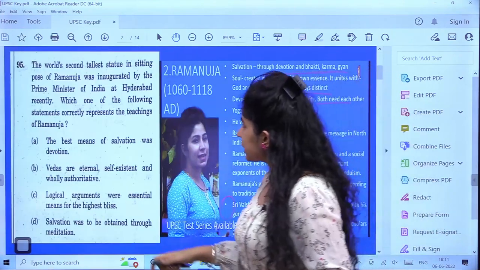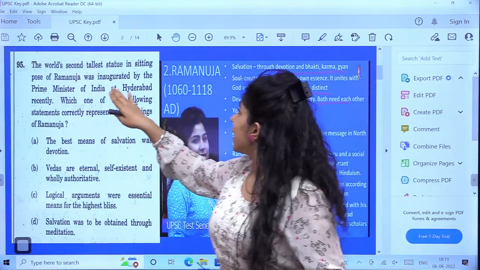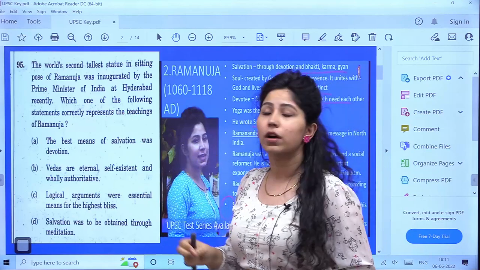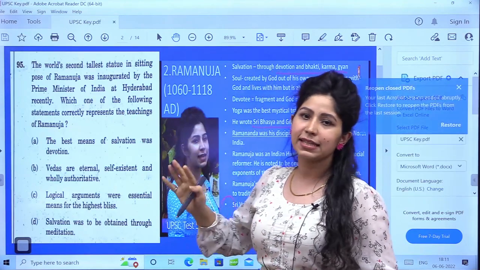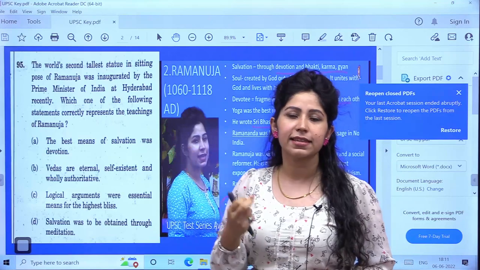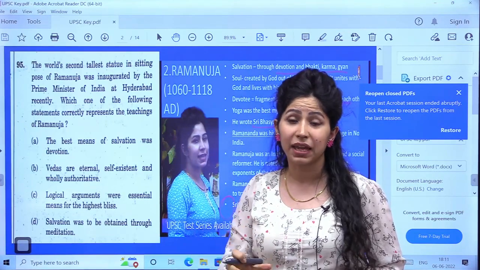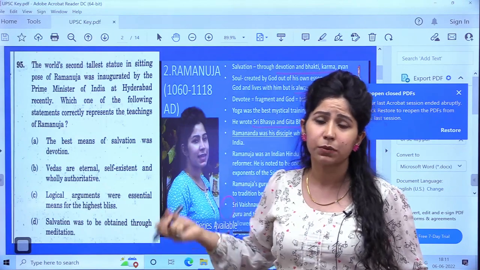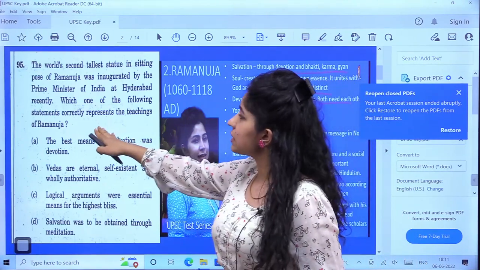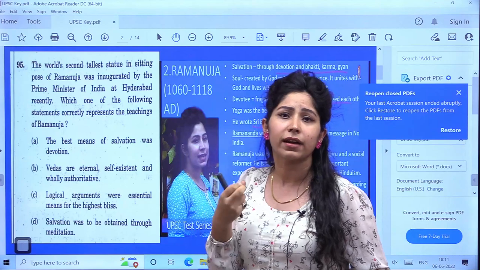So the first question here is, the world's second tallest statue in sitting pose of Ramanuja was inaugurated by the Prime Minister of India. See, this is an art and culture question. When we see such questions in the exam, people freak out that, okay, some statue was inaugurated, it was there in current affairs. But the question is very simple. It talks about Ramanuja and his philosophy.